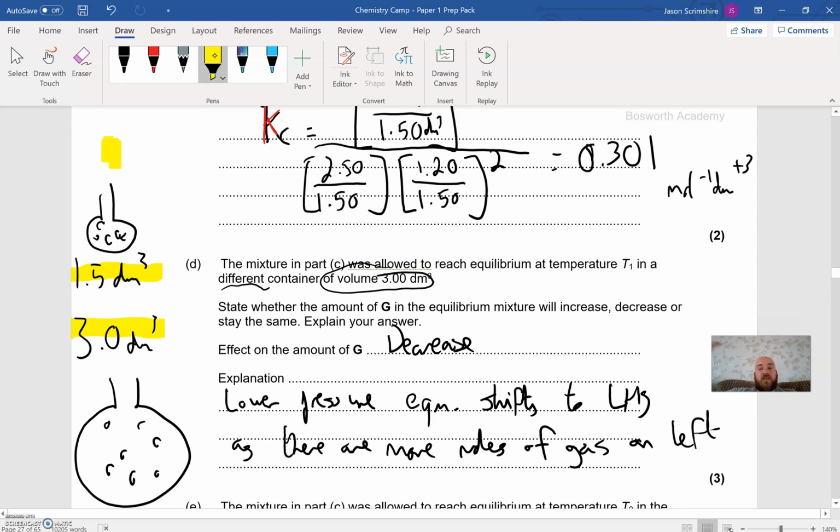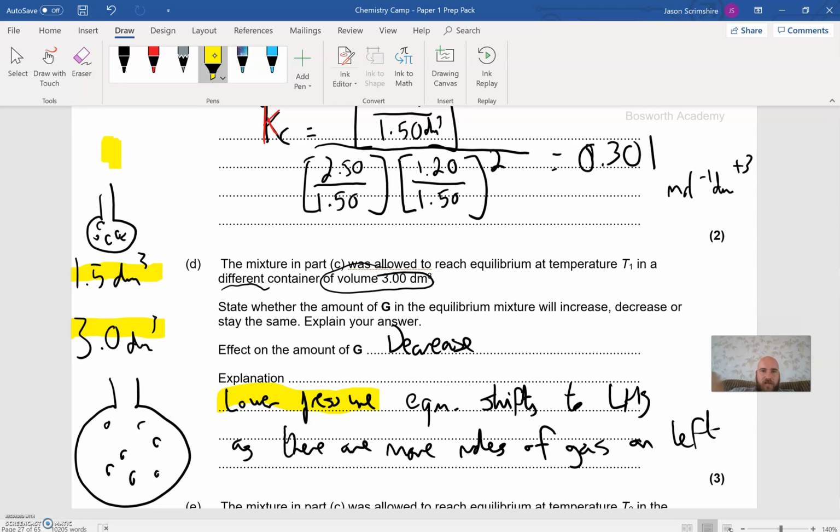So basically, I've got a bigger flask. Now that's important because by having a bigger flask, what does that do to the pressure? Well, bigger flask means that there's more space for the particles to move around in, so the pressure actually decreases. So this is crucial to answering this question. I've got a lower pressure by having a bigger flask. Bigger flask, lower pressure. All right, so what does that mean in terms of the amount of G?